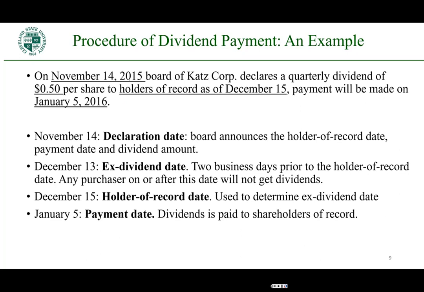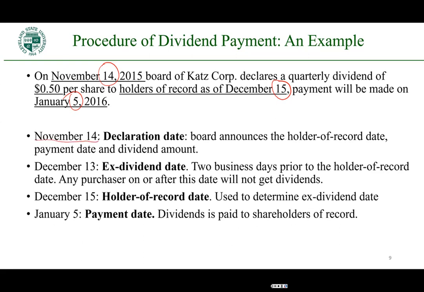So at first, on November 14th, 2015, the board of Katz Corp declared a quarterly dividend of $0.50 per share to the holders of record as of December 15. Okay, November 14 and December 15. Payments will be made on January 5th. The 3 dates are mentioned here. And what does each of the dates mean?